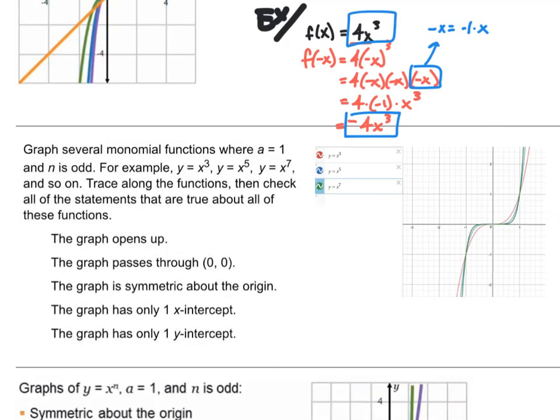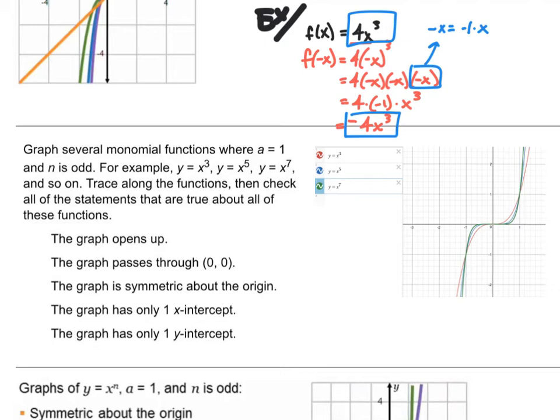All right. In this problem, we graph these three functions here, and we want to answer these questions. Does the graph open up? The answer is no. A parabola was something that just opened up or opened down. This one actually does both. It opens down, and then it switches and opens up. We'll talk about that at some other point, but not right now. So that's not true.